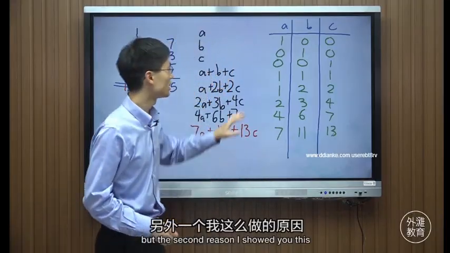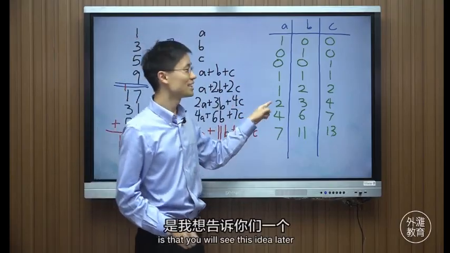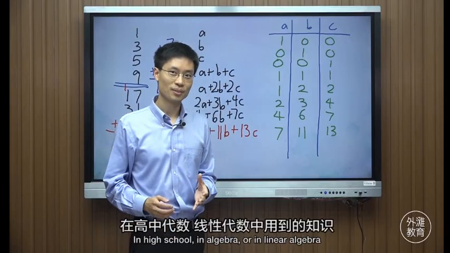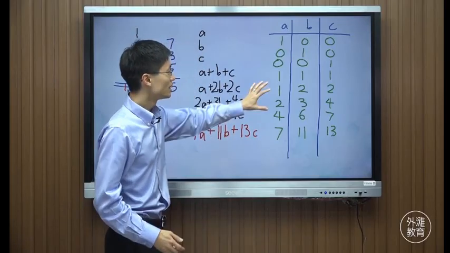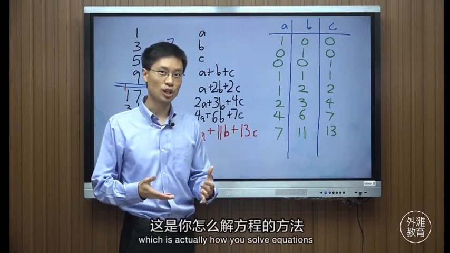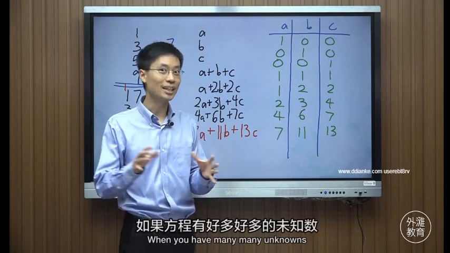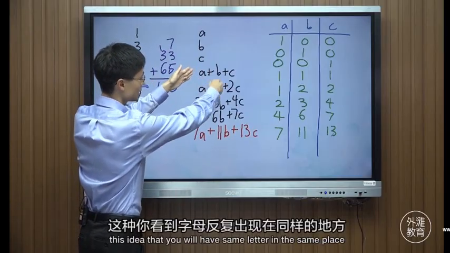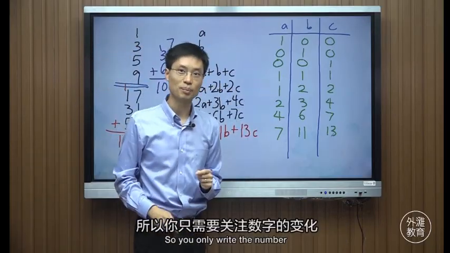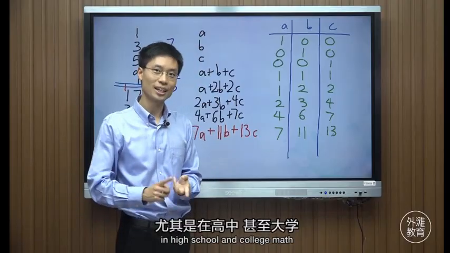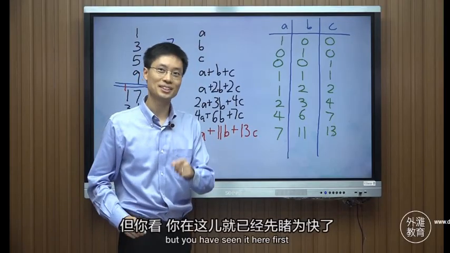But the second reason I showed you this is that you will see this idea later in high school, in algebra, or in linear algebra. This is the concept of a matrix, which is actually how you solve equations when you have many, many unknowns. This idea that you will have the same letter in the same place, so you only write the number, is an idea that will be very, very important for you in high school and college math. But you've seen it here first.